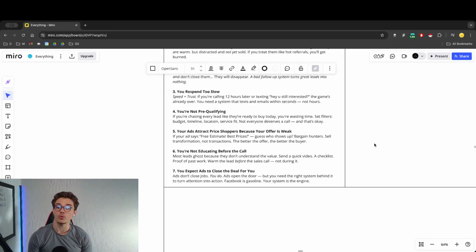Ads open the door of opportunities for you, but you need the right system behind it to turn attention into action. Meta, which is Facebook and Instagram ads, that is gasoline. Your system and the processes that you have for your company is the engine.